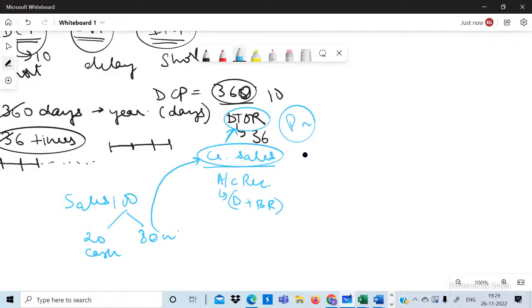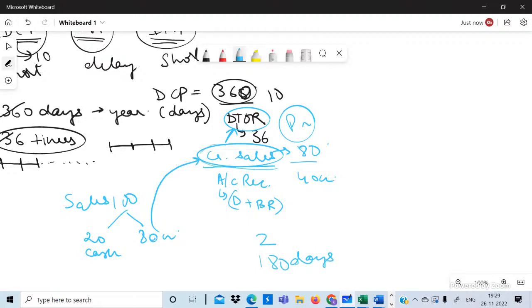So I'll take the sales and I'll say, okay, my total sales is, let's say, 80 crores. And let's say I've got debtors worth maybe 40 crores. So I get a debtors turnover ratio of 2. And then accordingly, I'll calculate my debtors collection period. Debtors collection period will be 360 upon 2, which is 180 days.